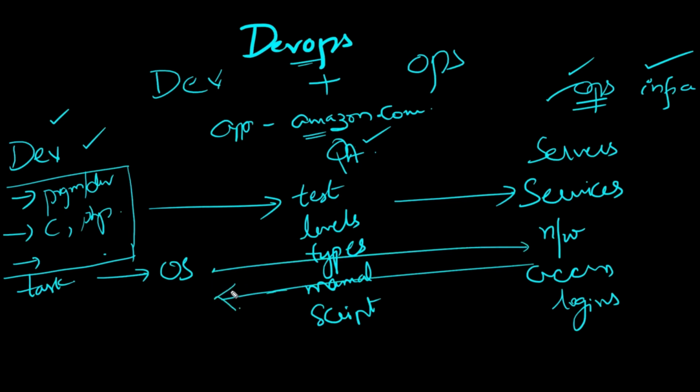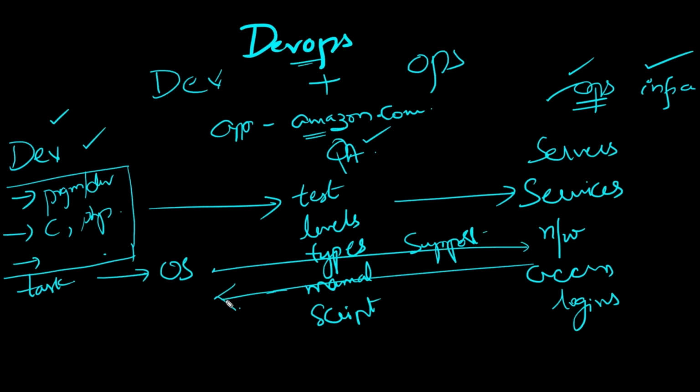Here, what is happening? The ops team is supporting the dev team by providing the infrastructure they need. Am I correct? The ops team is supporting them. So once they provide the operating system, they can perform the task. So how would it be in a real scenario?